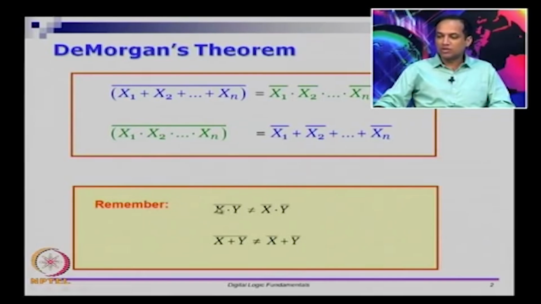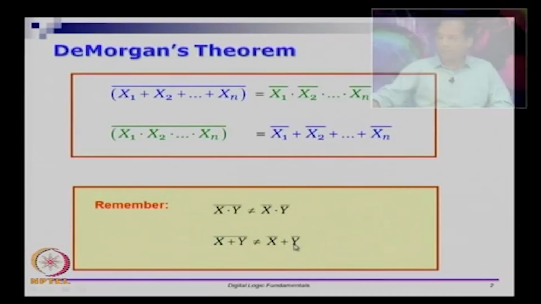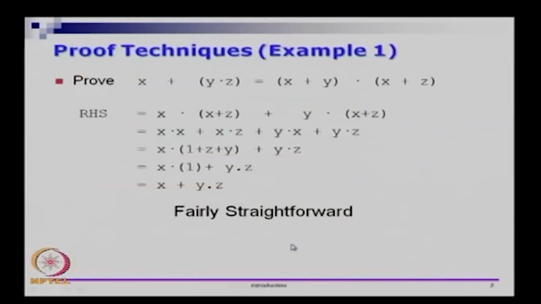So, remember, you have to keep this in mind. If I have two terms of the form x and y, and if I take the complement of x and y, it is not the same as the and of the complements. So, complement of the and is not the same as and of the complements. Similarly, complement of the or is not the same as logical OR of the complements. So, keep this in mind, because this is a common and usual mistake that people make.